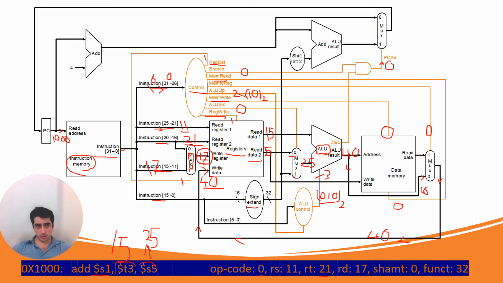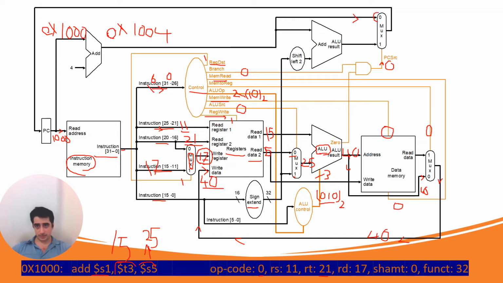This PC, which was set to 0x1000, is going to be added by 4. The result will be 0x1004, and this is going to be given to this multiplexer.